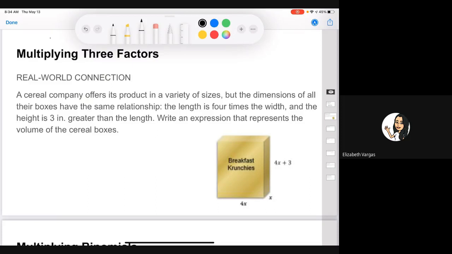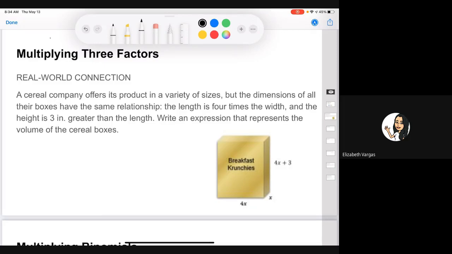So let's look at an example of where we might use the distributive property. A cereal company offers its product in a variety of sizes, but the dimensions of all their boxes have the same relationship. The length is 4 times the width, and the height is 3 inches greater than the length. Write an expression that represents the volume of the cereal boxes.